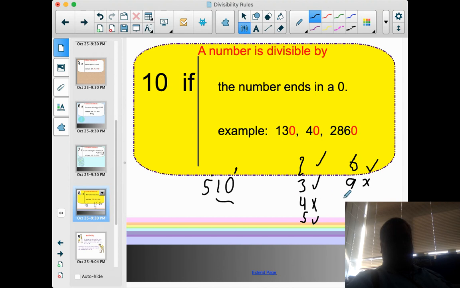Okay, last one is 10. We check to see if the last digit is a 0. Yes, it is. So it is divisible by 10. So 510 is divisible by 2, 3, 5, 6, and 10, but not by 4 or 9.